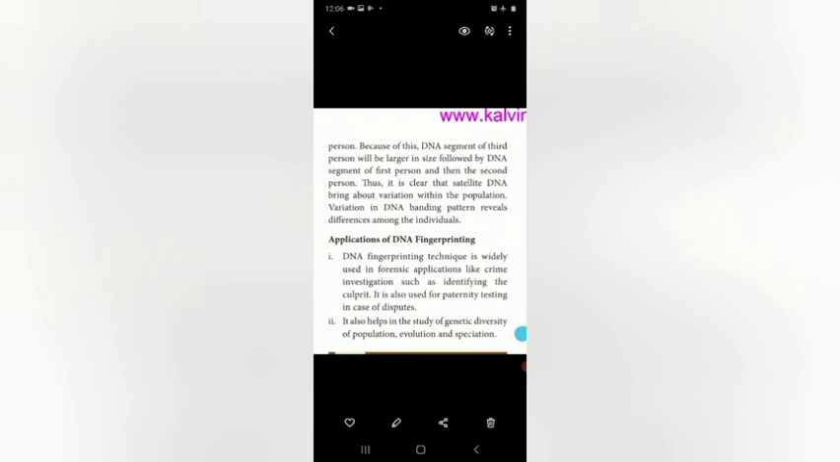Another use is to identify the parental character, father or mother. That is also identified by the DNA fingerprinting method. Second, it also helps to study the genetic variation of the population. We have seen in the diagram the variation in DNA sequences. Likewise, we can see genetic variation in a group of population. Then the evolutionary sequence can also be identified, that means parampariyam.